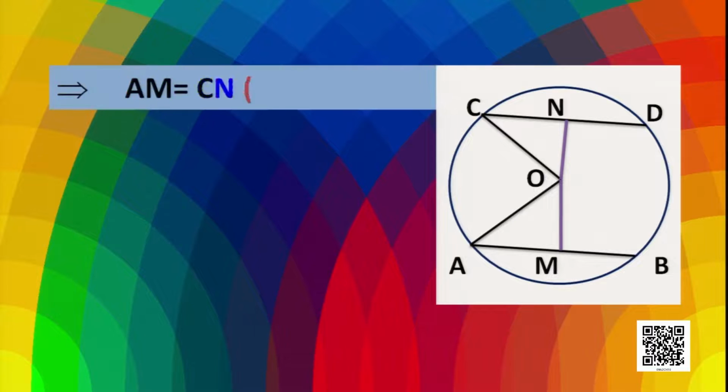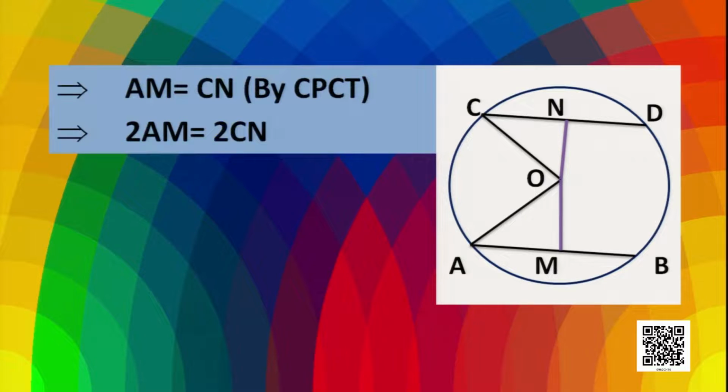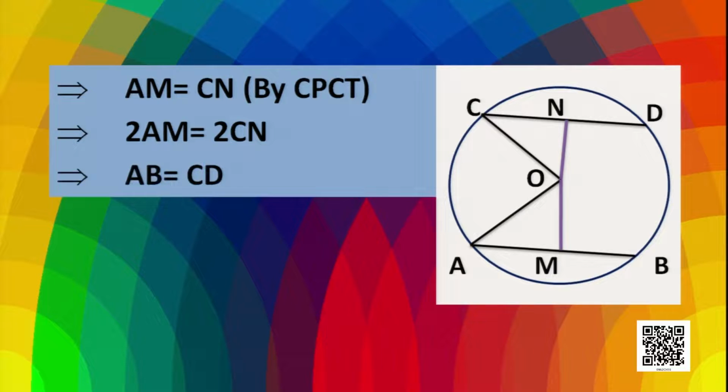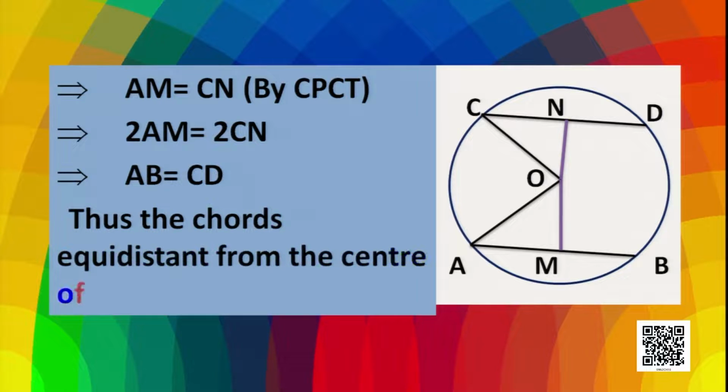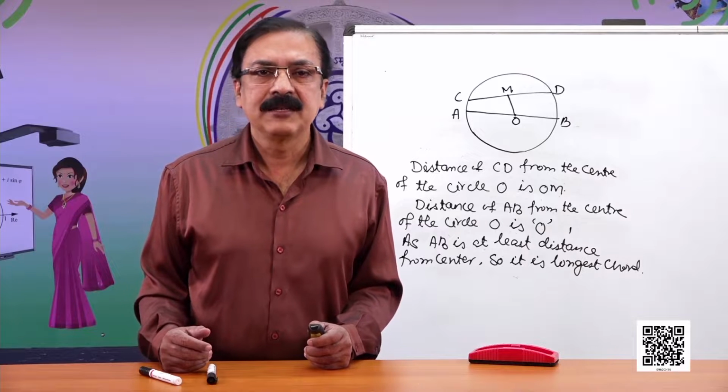As AM equal to CN, we can say that 2AM is equal to 2CN, and 2AM is same as AB and 2CN is same as CD. So we can say AB equal to CD. So thus we prove that the chords equidistant from the center of the circle are equal. So by using these two theorems, we can have some more results to prove. What are they? Let's see.